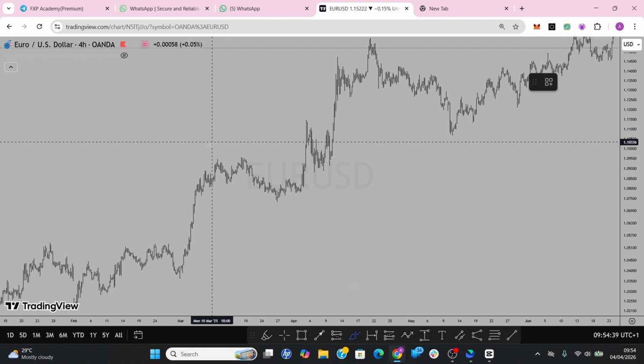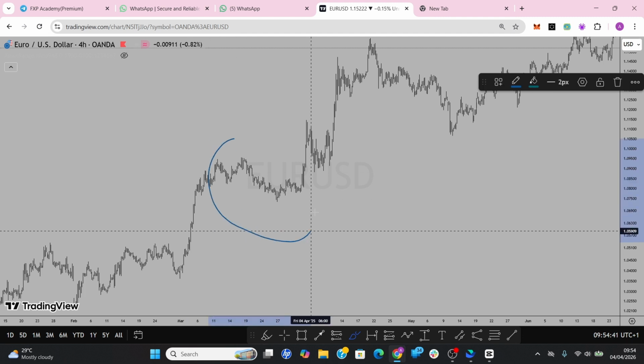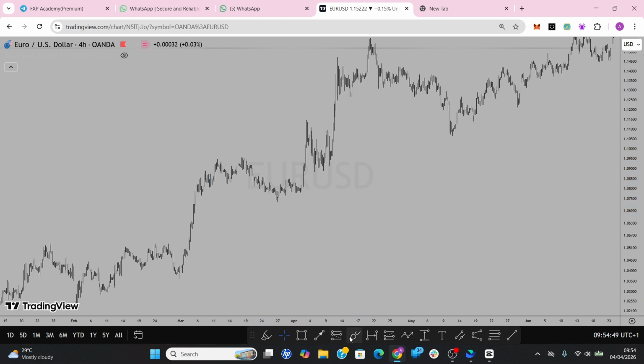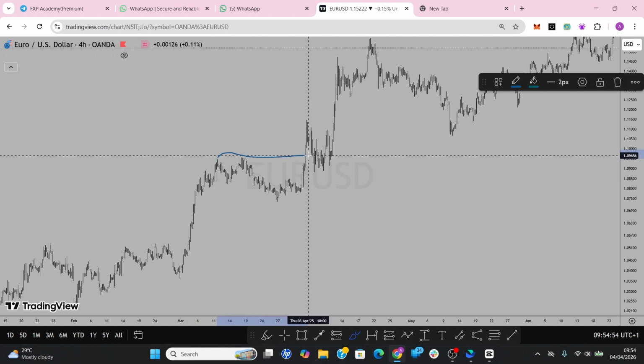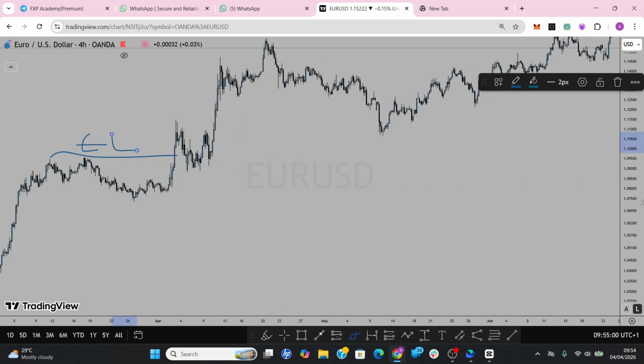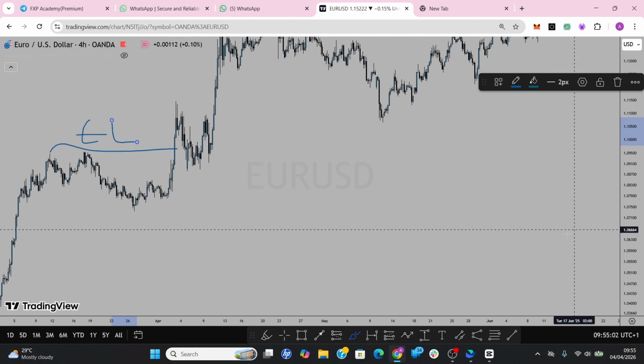Even in this place, look at this place. Look at all this place. The moment the market takes the liquidity here, what do you see next? This is it. The moment the market takes the liquidity, the external liquidity here, what happens next? It comes down again for the internal liquidity.